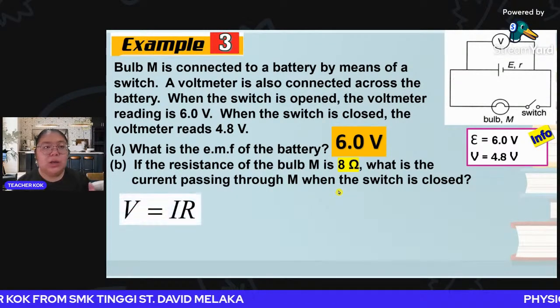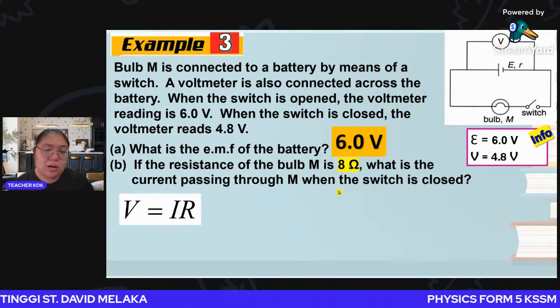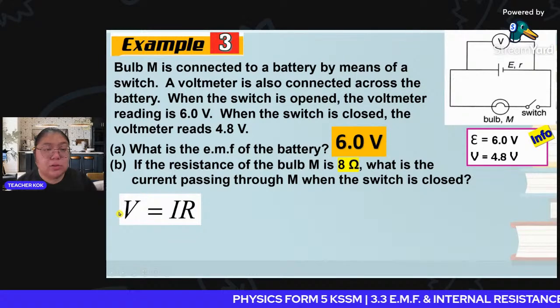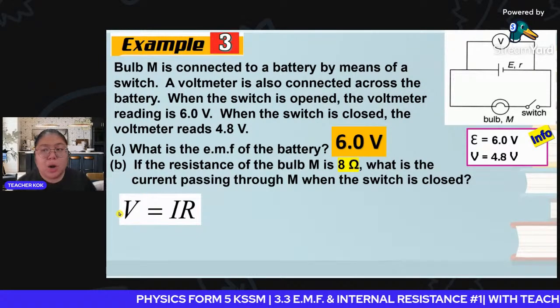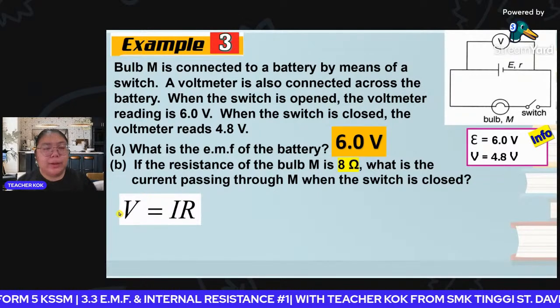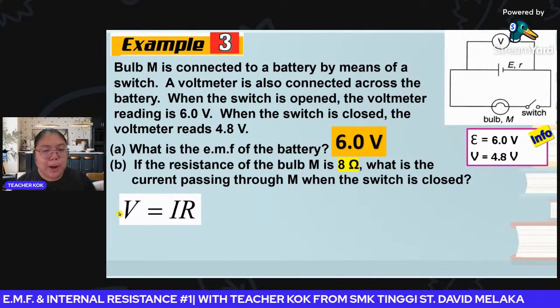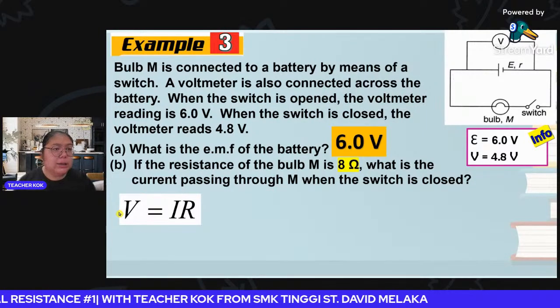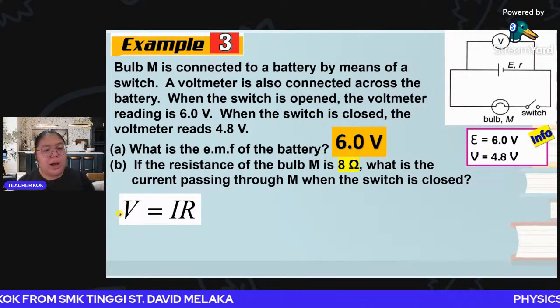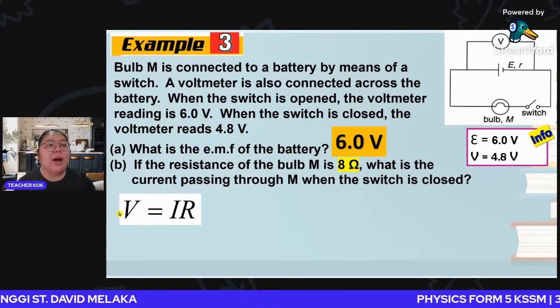So V equal IR. This one is all capital letter. That means it's not related to the battery, only the external. So from here, anybody can tell me the current passed through the bulb is how many? Okay, we just read the answer from the student. V equal IR, what is the I?